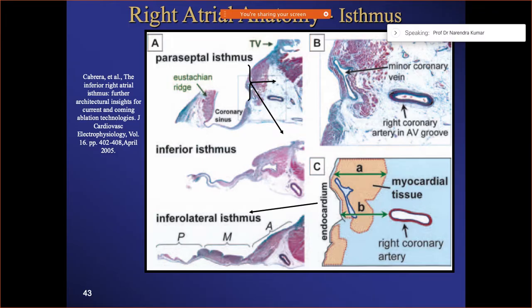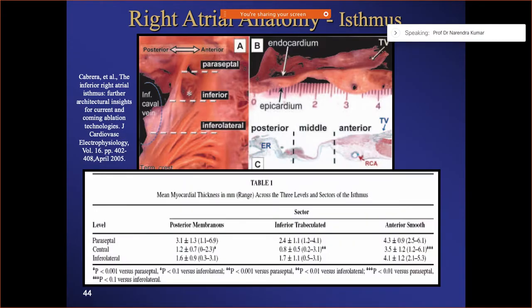Also, the inferolateral isthmus comes within 3.3 ± 1.1 millimeter of the RCA, as opposed to 4.5 and 4.2 millimeter for paraseptal and central isthmuses, respectively. Thus, the central isthmus is the preferred site if you want to ablate the isthmus in order to treat isthmus dependent atrial flutter. And that was one of the first important findings from Cabrera.